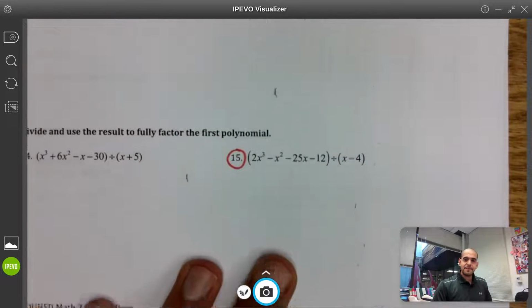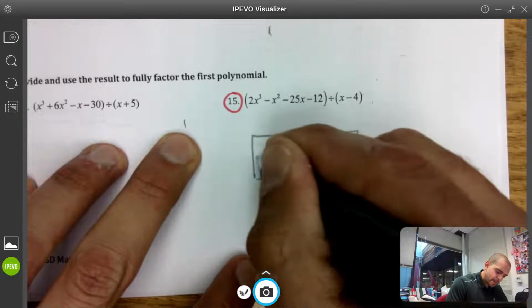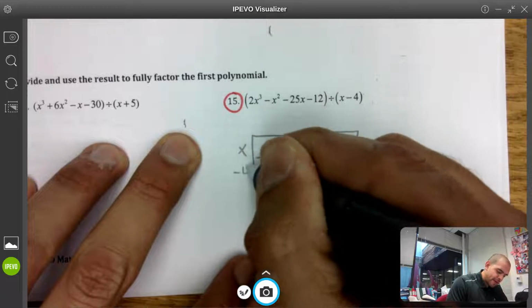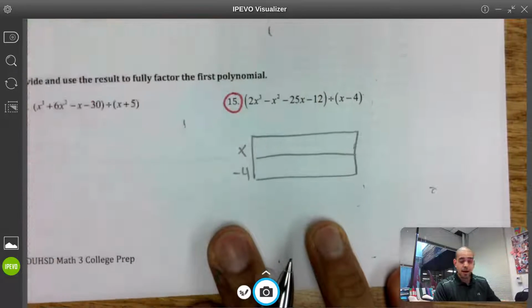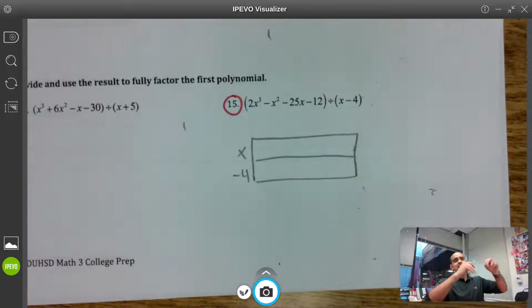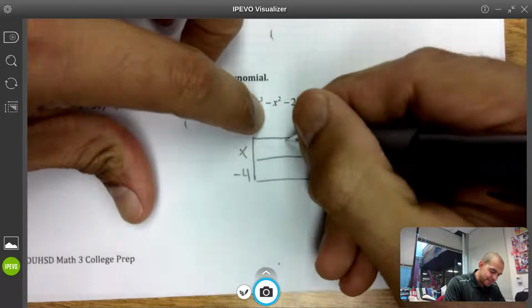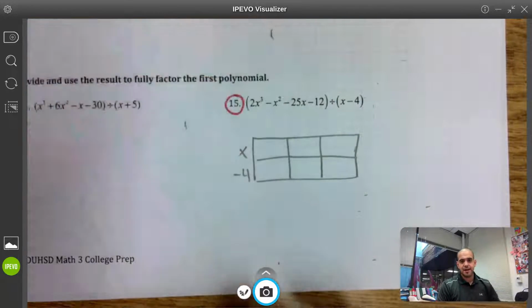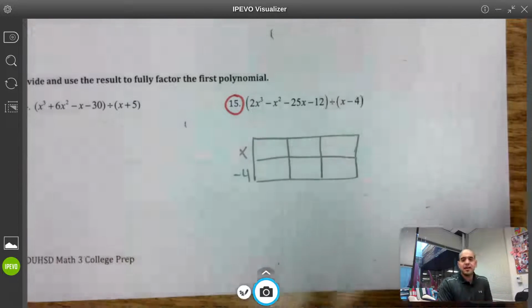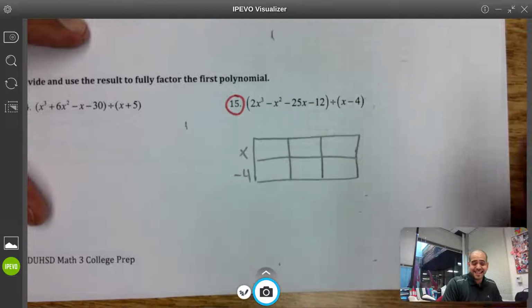All right, here we go. Number 15. Let's set up our box. Definitely going to have 2 rows, x and negative 4. Now, I made the mistake before, right? I made 4 columns, but when I divide, I'm going to take my x to the third divided by x, which results in x squared. So I expect an x squared here, which means I only need 3 columns: x squared, the x, and the constant. If you draw an extra column, it's not a big deal. You're going to see that you're not going to need it.